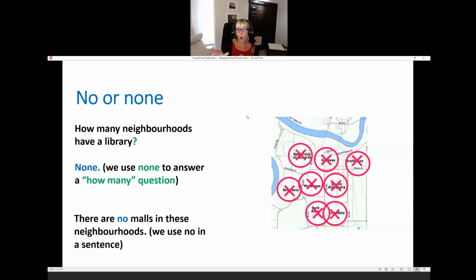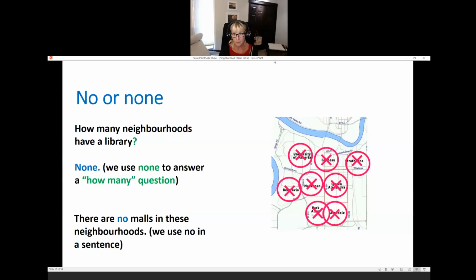When the answer is no, there's 0, we say no or none. But we need to be careful. When I answer a question, I will say none. How many neighborhoods have a doctor's office? Oh, none. 0. No neighborhoods have doctor's offices. When I answer the question, I can say none. But if I am not answering a question, I will use the word no.